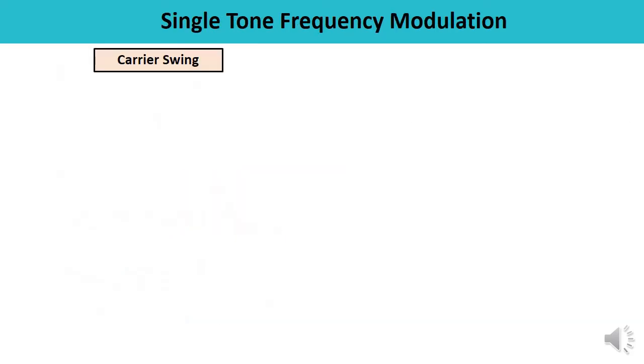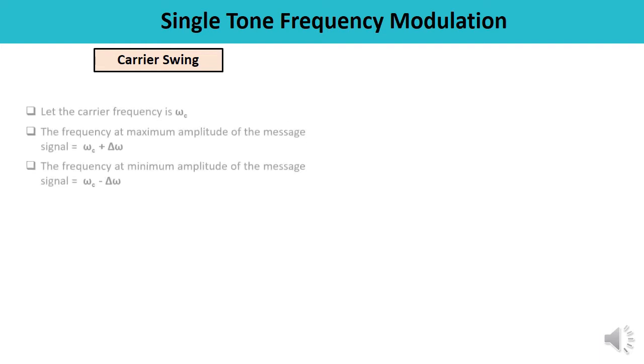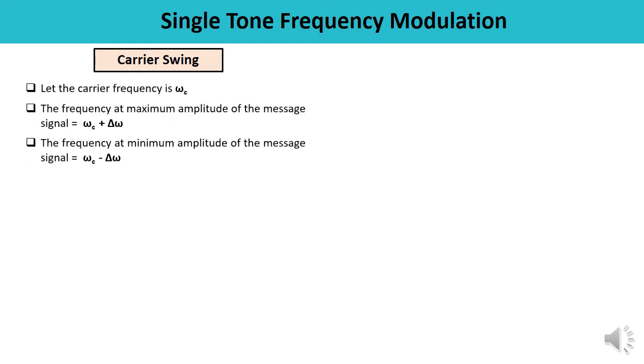First term is carrier swing. To understand this term and how much the carrier swing will be in the case of FM, say the carrier frequency is denoted by omega c. Now let us calculate the frequency when the amplitude of the message signal is maximum. When the amplitude of message signal is maximum, the frequency is omega c plus delta omega, and at the point of minimum amplitude of the message signal, the frequency is omega c minus delta omega.